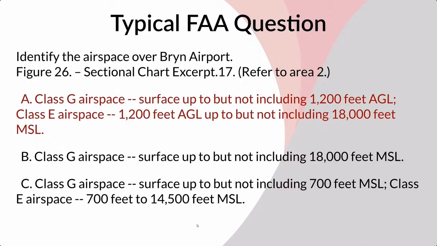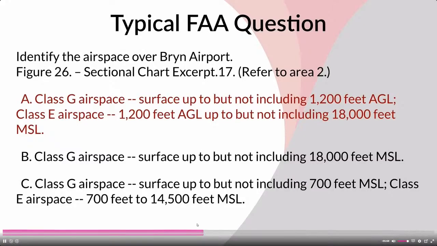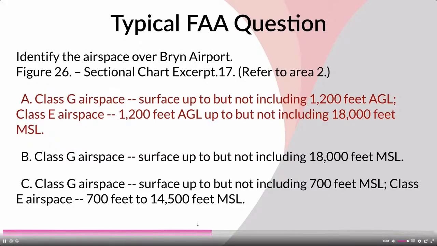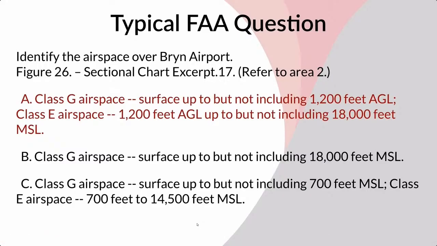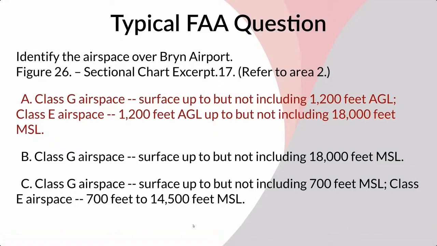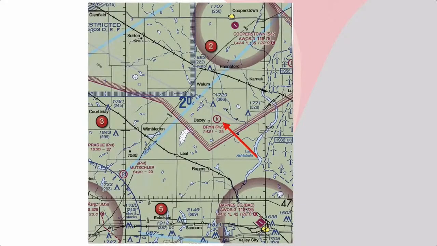18,000 feet, which is where Class A starts. So A is the correct answer. B says Class Golf from surface up to 18,000 feet. That's not true. There's Class E somewhere in there. And then answer C says Class Golf surface up to, not including, 700 feet. That's not true. If we go back to the figure, you can see there is no shaded magenta around that airport.